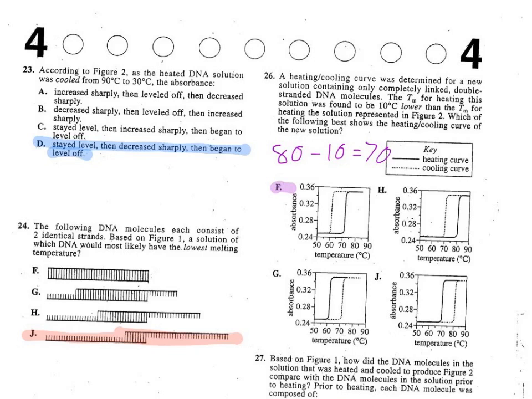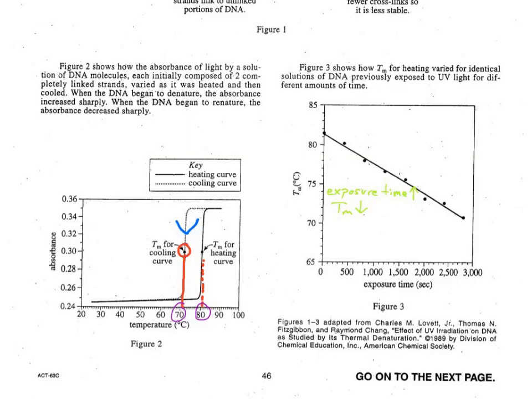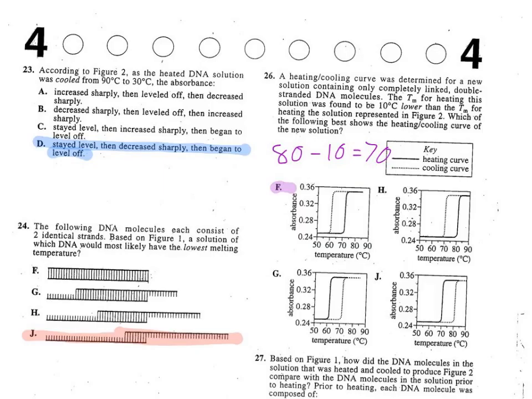Question 26 is asking us which of the following graphs best represents a solution that has a melting temperature 10 degrees lower than the Tm in figure 2. So we need to go to figure 2 and we see the Tm for the heating curve, which is what they were asking about, was 80 and the cooling curve was 70. Therefore, 80 minus 10 gives us 70, and we're looking for a heating curve then of 70, choice F.